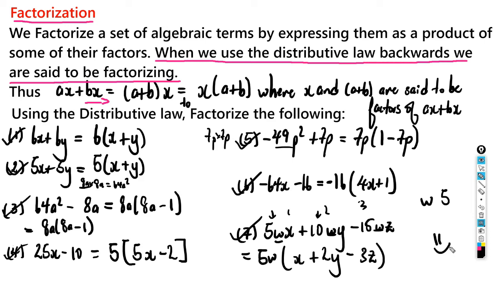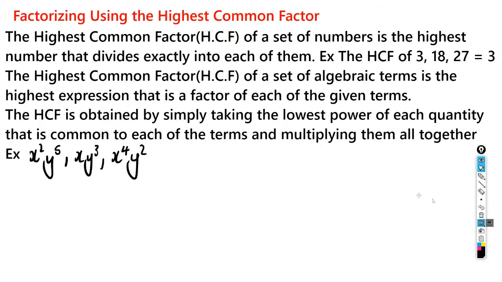We're going to move on now to factorizing using the highest common factor. Hey guys, what's up? So today we're going to be looking at factorizing using the highest common factor. And it says here the highest common factor, HCF, of a set of numbers is the highest number that divides exactly into each of them. Example, the HCF of 3, 18, and 27 is 3 because 3 is the highest number that exactly divides into each of them.